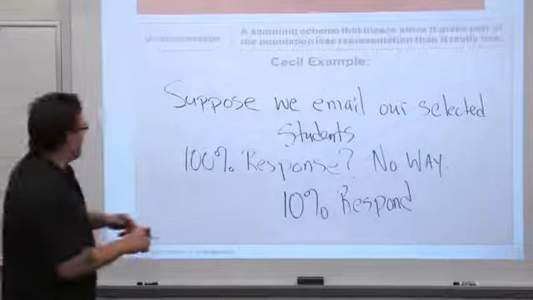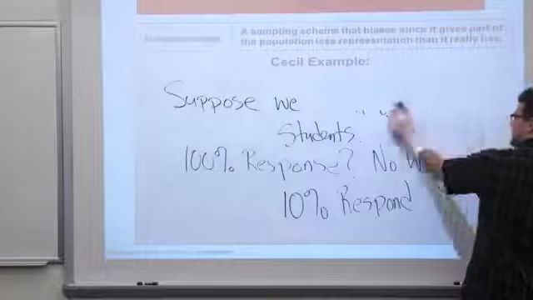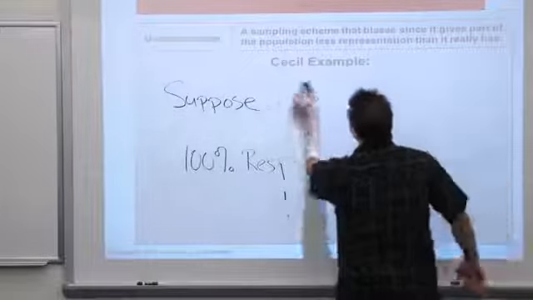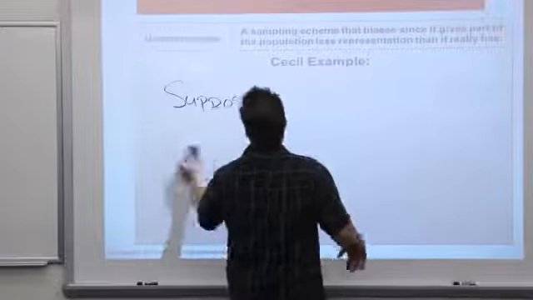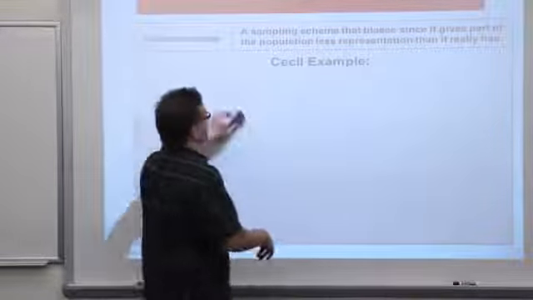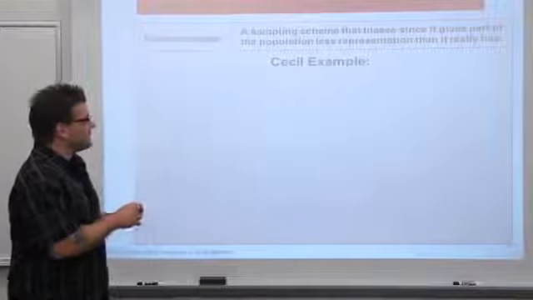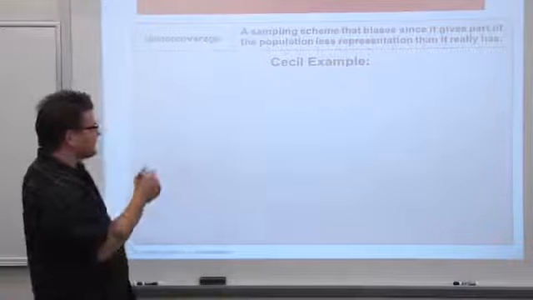2 more to go. What else can happen? Undercoverage. If you're collecting data, we need to think about these things. Undercoverage is another one. A sampling scheme that biases, since it gives part of the population less representation than it really has. Undercoverage. Okay, so we're still drawing everything to Cecil here.